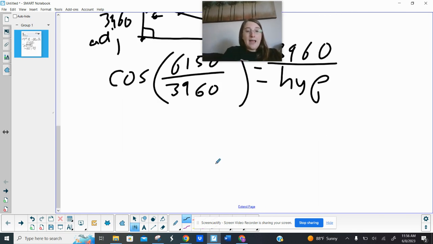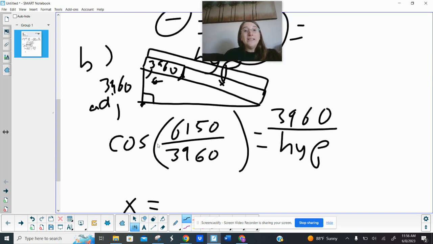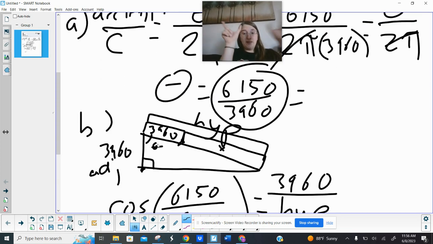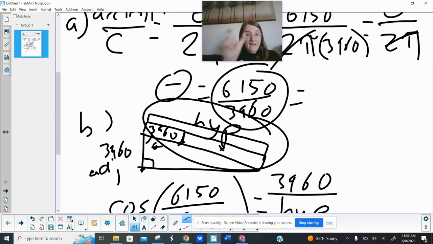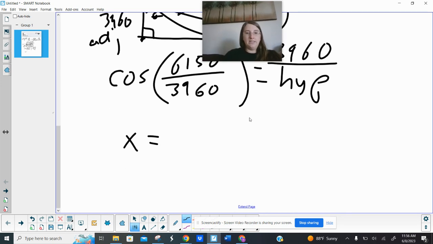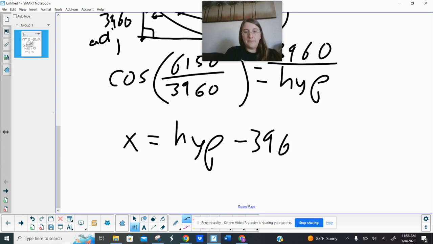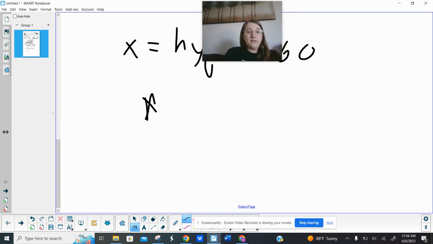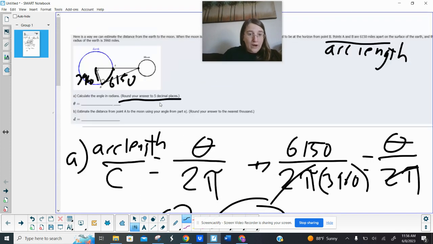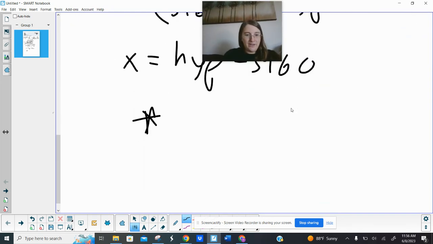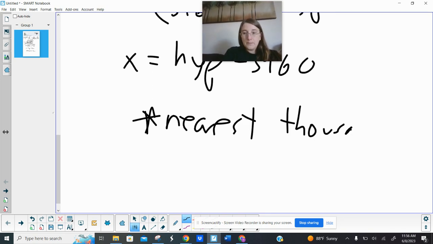But again, X, what we really want for your final answer is going to be that hypotenuse that we found minus 3,960. So hypotenuse, whatever you find, minus 3,960. And the last thing to be careful about is they say to round to the nearest thousand, not thousandth, like I read the first time and then I got it wrong. So nearest thousand. So yeah, that should get you the right answer.